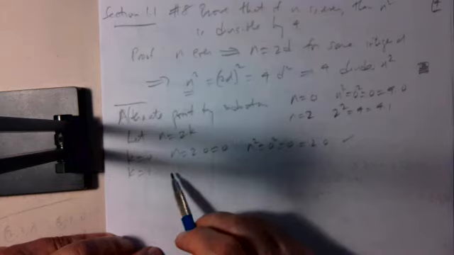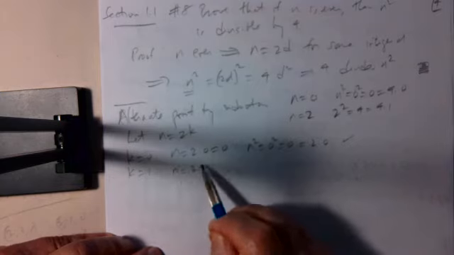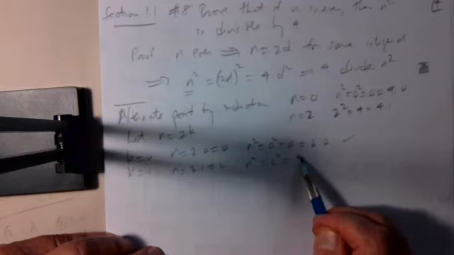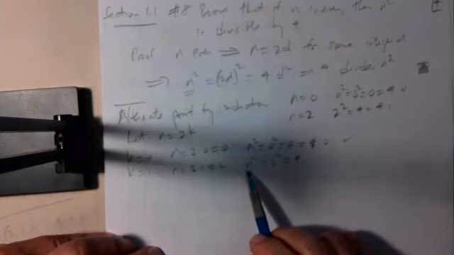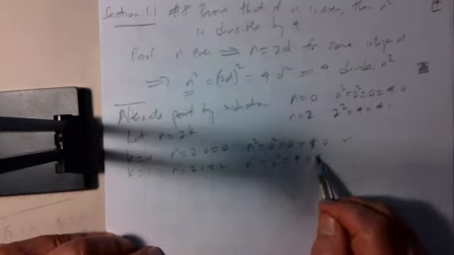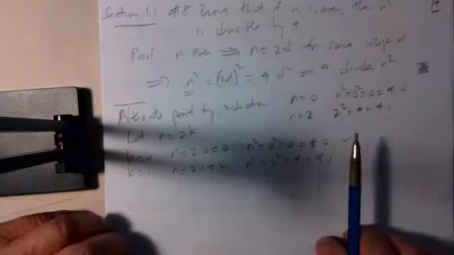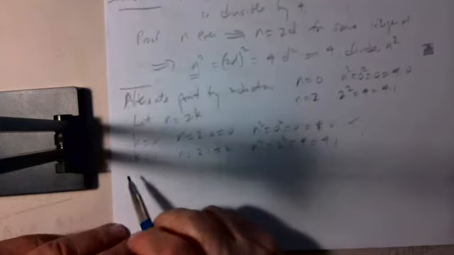And when k is 1, n is 2 times 1, which is 2. So n squared is 2 squared, which is 4. Sorry, 0 is 4 times 0. n squared is divisible by 4. When n is 2, 2 squared is 4, which is 4 times 1. So again, when k equals 1, the number 2k squared is divisible by 4.